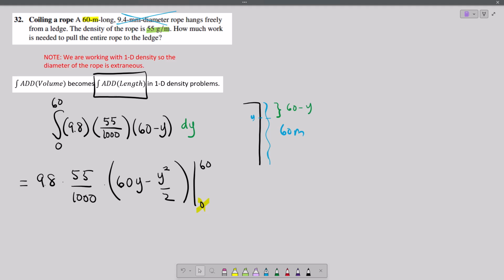So when you're at the bottom, 60 minus y, that piece is going to travel 60. And so when you imagine dropping the rope, it's just reversed. The top piece is traveling 60, the bottom piece is traveling 0, and it's gravity that's pulling it down instead of you yanking it up.